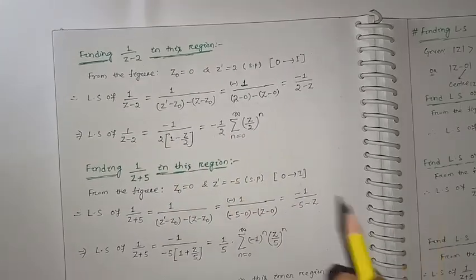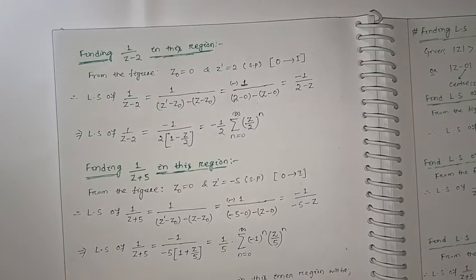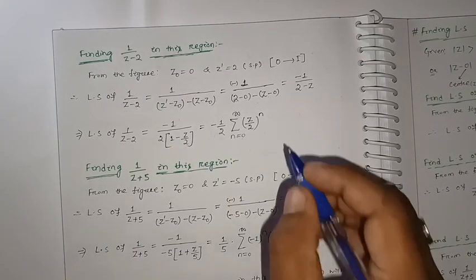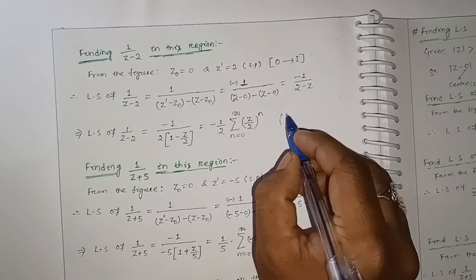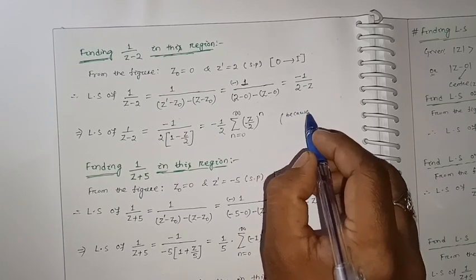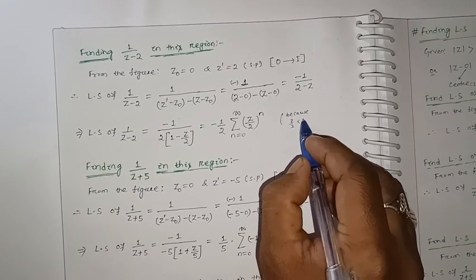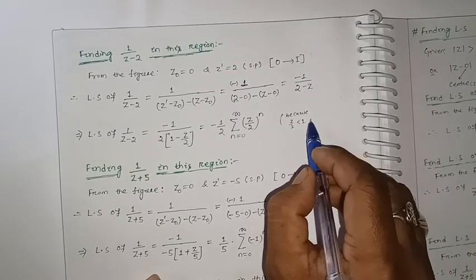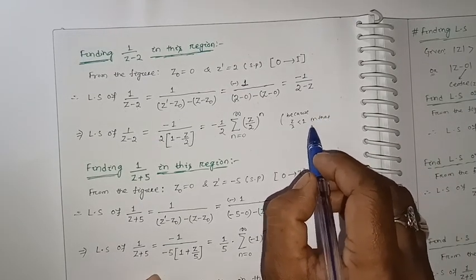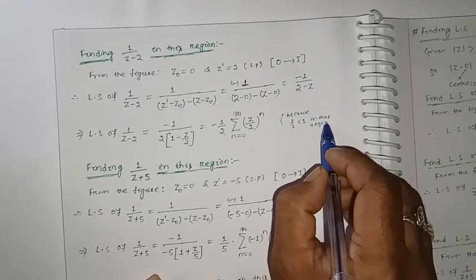So here z by 2 is less than 1 always. You can write this because z by 2 is less than 1 in that region. You can check.